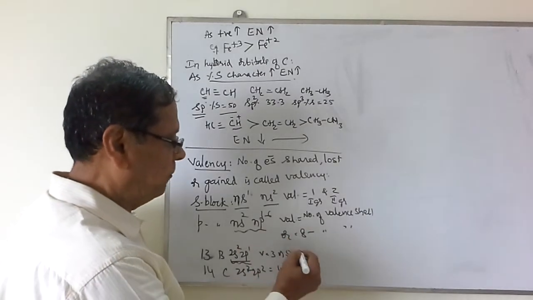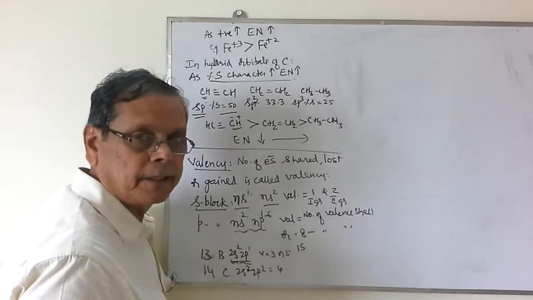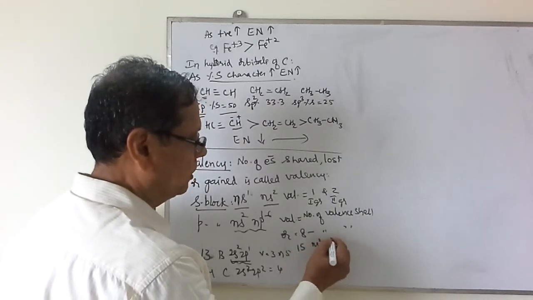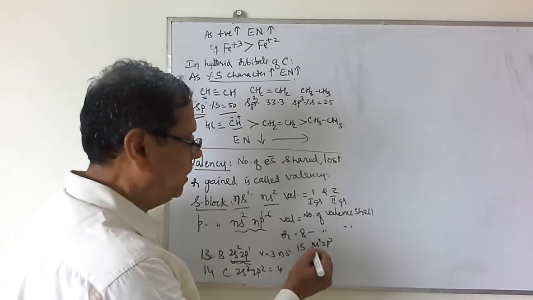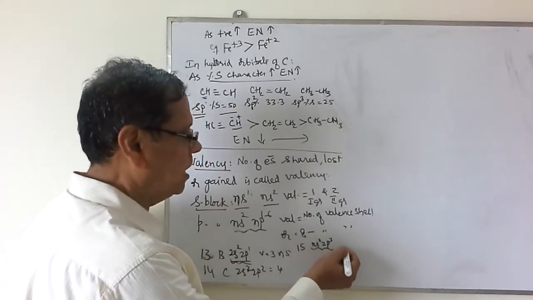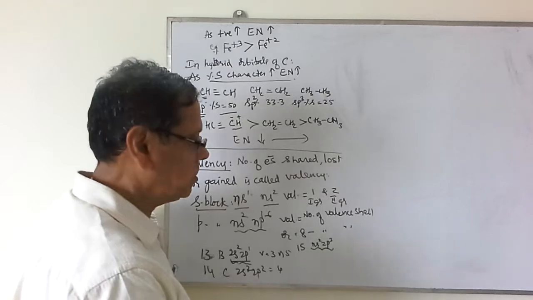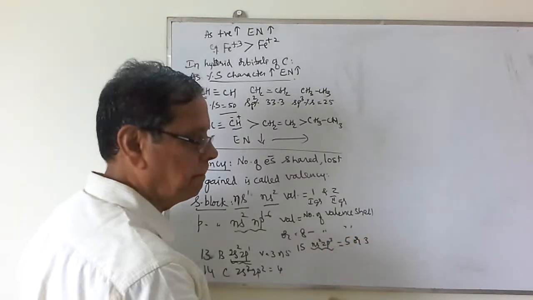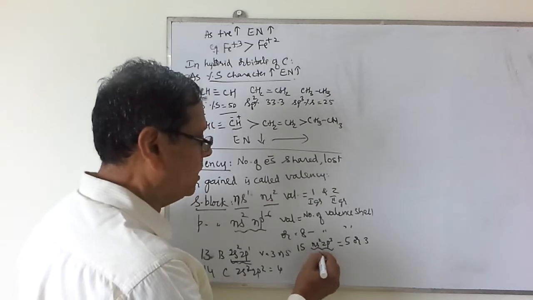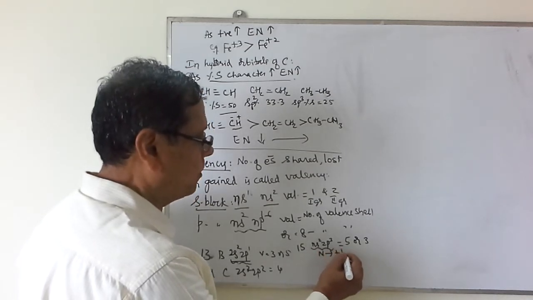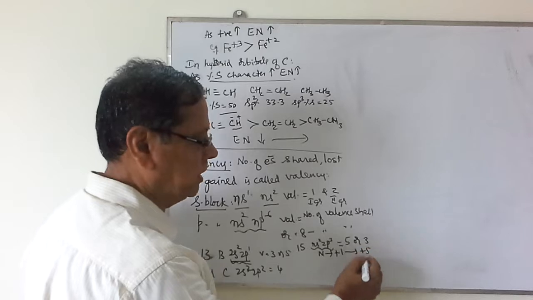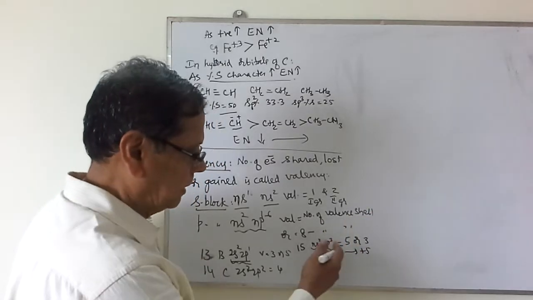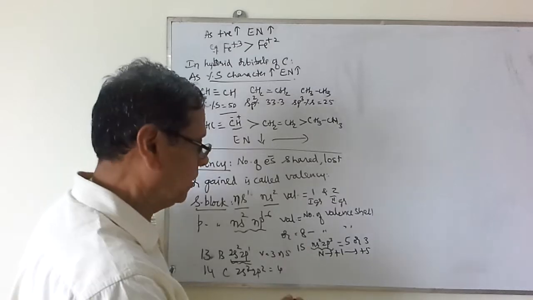In case of the 15th group elements, they have ns2, np3. Either 5 electrons can be lost or 3 electrons can be gained. That's why these also show valency 5 or 3. For example, nitrogen can show from plus 1 to plus 5 oxidation state. That we will discuss in the next chemical bonding chapter.